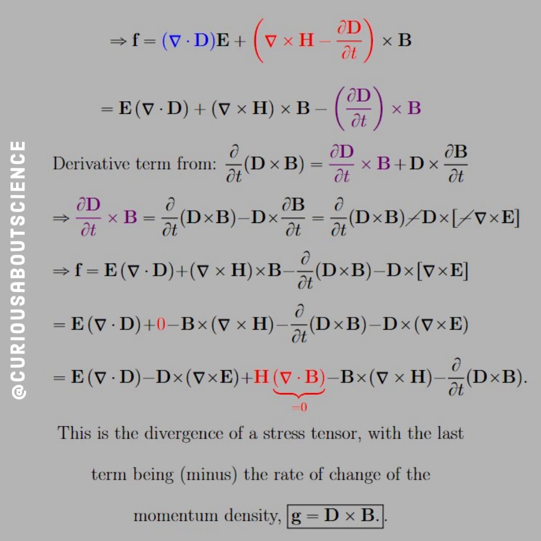And so this is the divergence of the stress tensor. Once we add that component in, we see D and E work together, and we have H and B working together, and then times the time derivative. And so this is the divergence of the stress tensor, with the last term being minus the rate of change of the momentum density. So with that being said, since we're form matching, G is equal to D cross B.